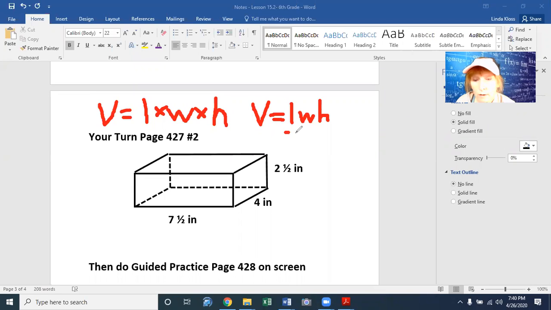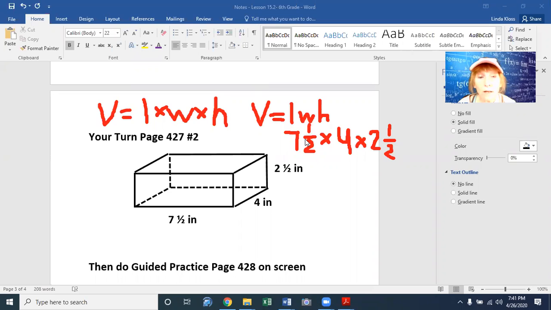So we have 7 1/2 times, and I'm putting the times in there so we know, 4 times 2.5, right? Length times width times height. Now we got to remember all our fraction rules. So we can do whole number, let me grab my spotlight, whole number times the bottom plus the top. So 7 times 2, 14 plus 1, 15.